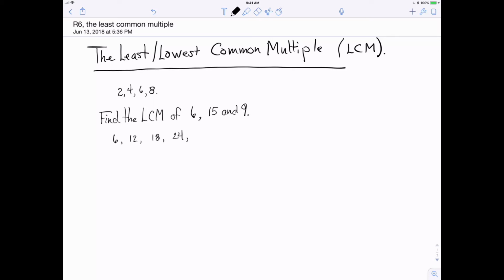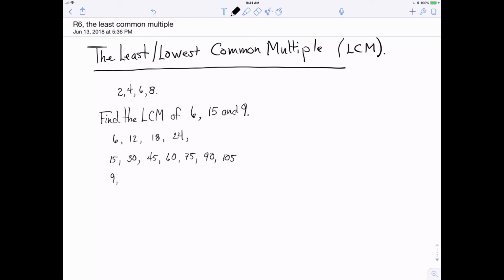15. So I wanted to count by 15, so I would go 15, 30. Wow, that went right past my 24 up above from the sixes. So let's keep going. 30, 45, 60, 75, 90, and we'll try one more. How about 105? Okay, now let's try this by nines.